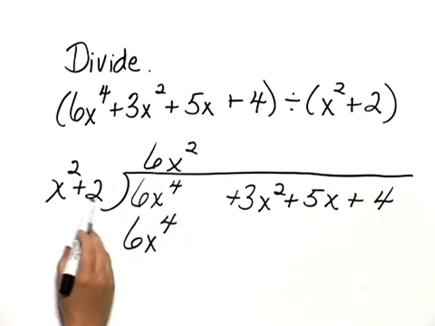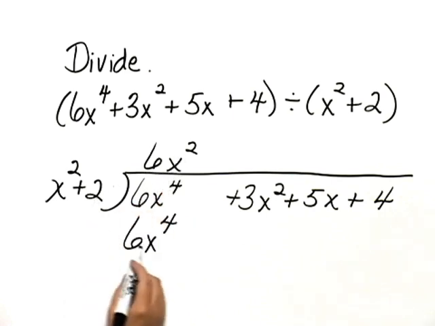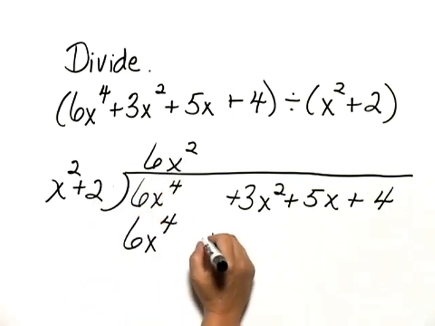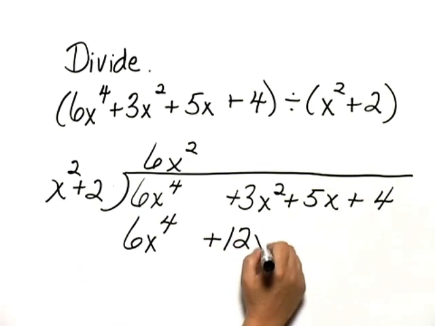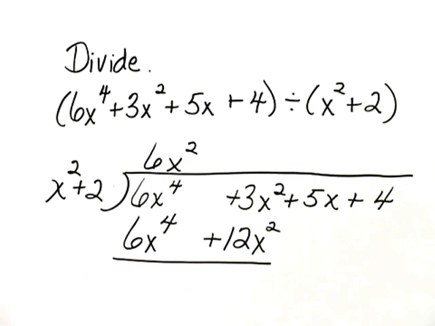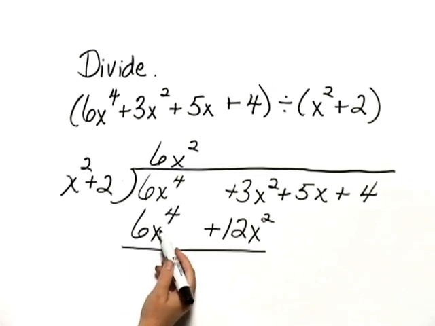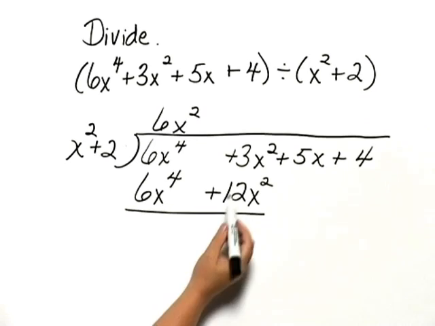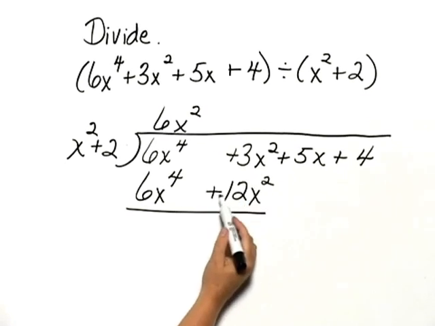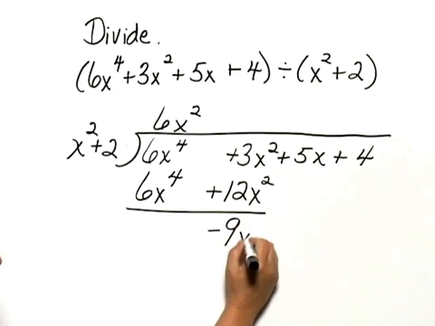And then here's where the plus 2 comes in. 6x squared times 2 is 12x squared, and that gets written in the x squared column. At this point, I subtract. This 6x to the fourth minus 6x to the fourth is 0. This is 3x squared minus 12x squared, which is negative 9x squared. And be careful, we're subtracting at this time.